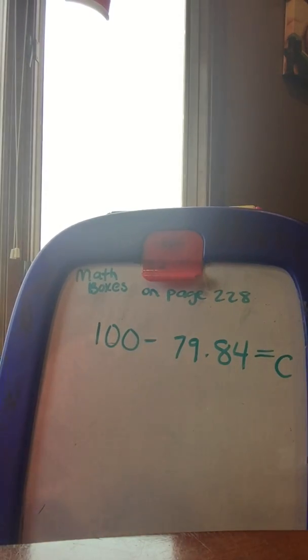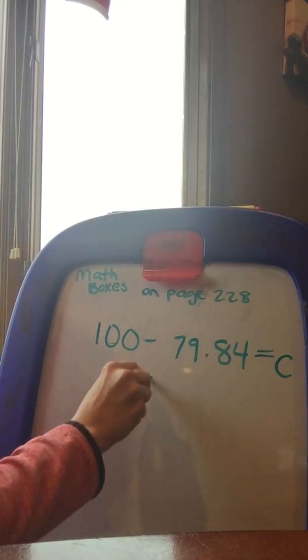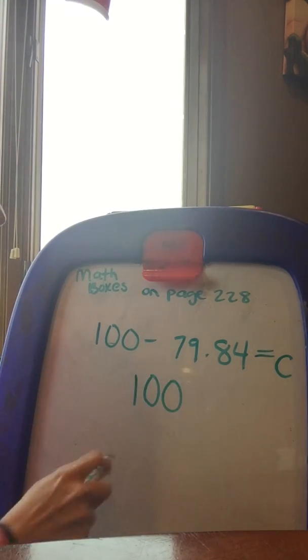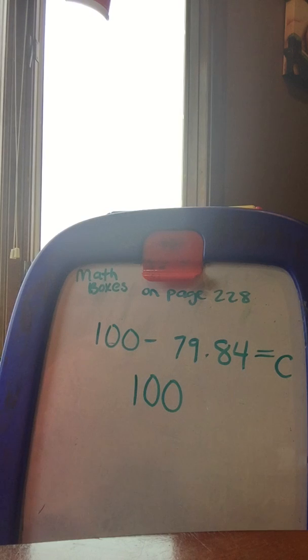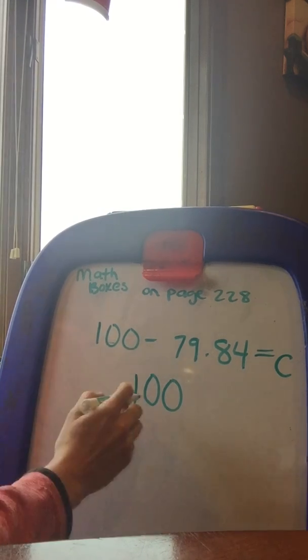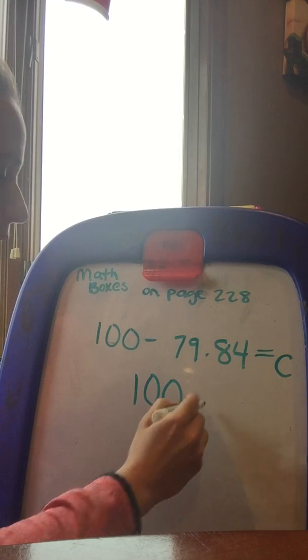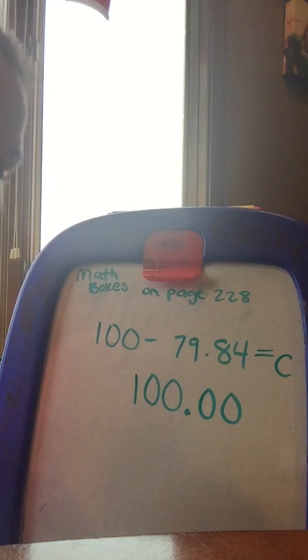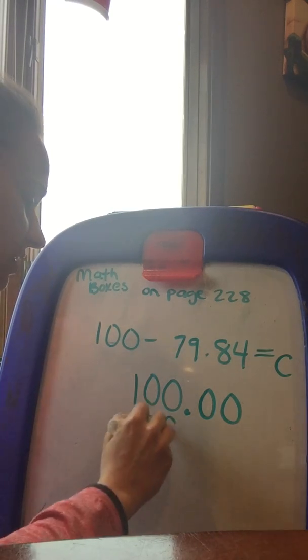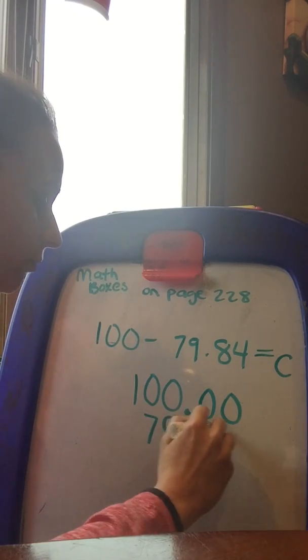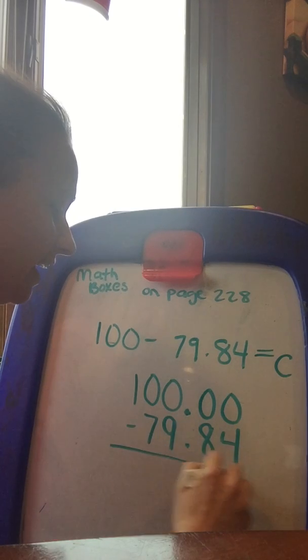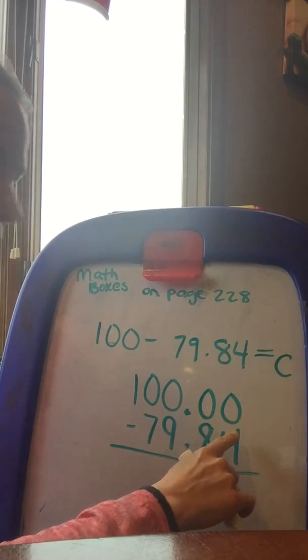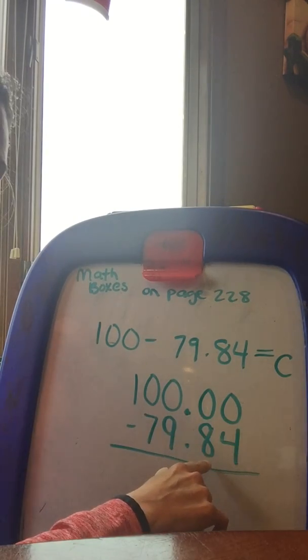Now when I get my answer, I'm going to have to line up the decimal points. But oh no, 100 does not have a decimal point. So I'm going to write 100 as 100.00, and you'll see why in just a second. Then I'm going to put 79.84 here. I added 2 zeros at the end so they would line up with the other 2 numbers.